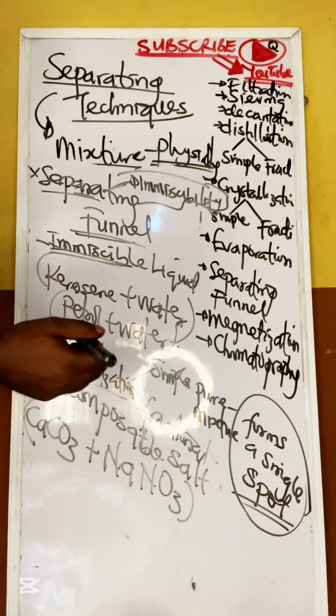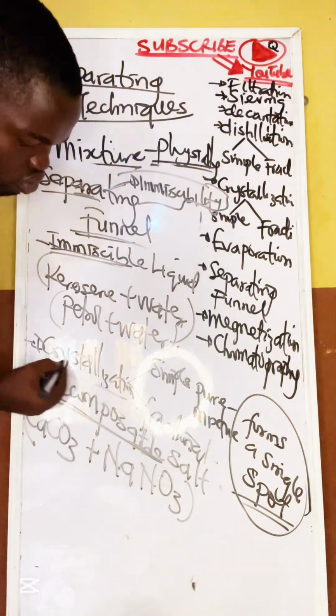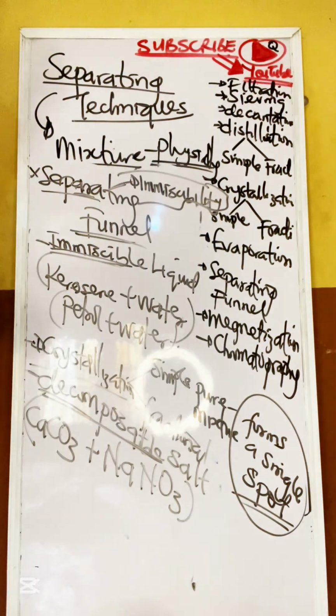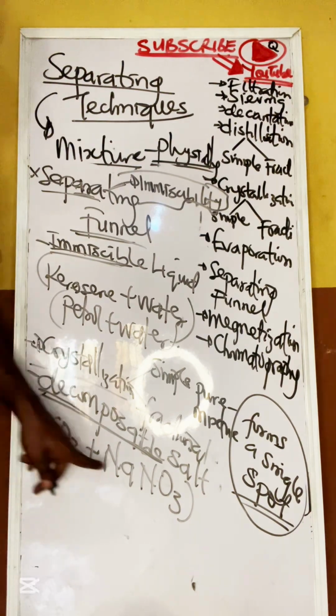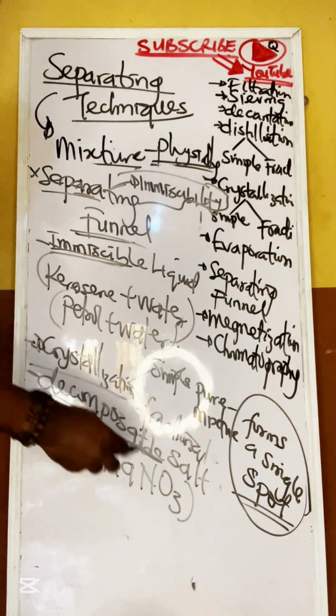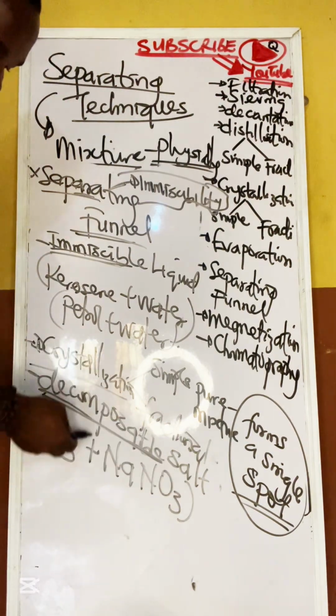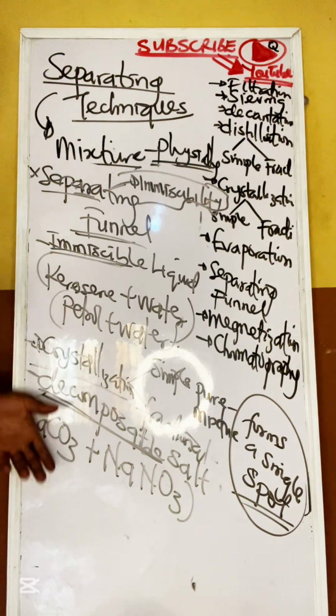So what I am trying to say is that there must be a decomposable salt for you to use crystallization. Please take note of that. Very, very important. You cannot evaporate this, because the moment you evaporate them, they will decompose. So you are not eventually getting the salt, because the idea of separation is that you want to get the salt out.